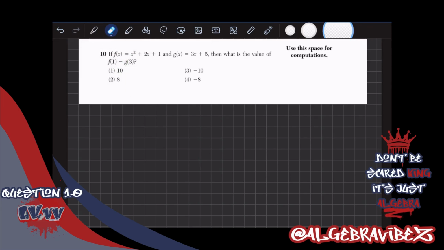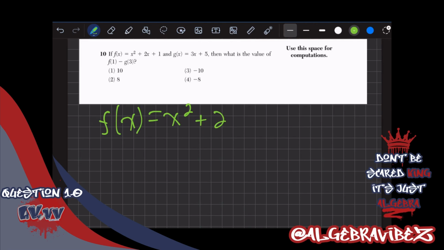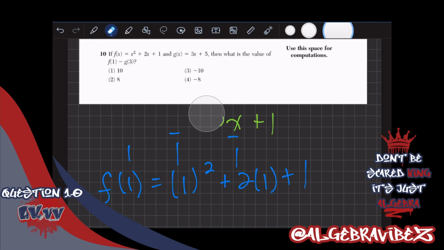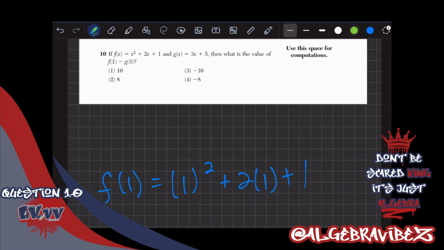So the two functions that we have are going to be f of x is equal to x squared plus 2x plus 1. Anywhere that we see an x, we're going to plug in the value of 1. So we're going to rewrite that as f of 1 is equal to 1 squared plus 2 times 1 plus 1. Get rid of all this good stuff here, and we're going to just carry this out.